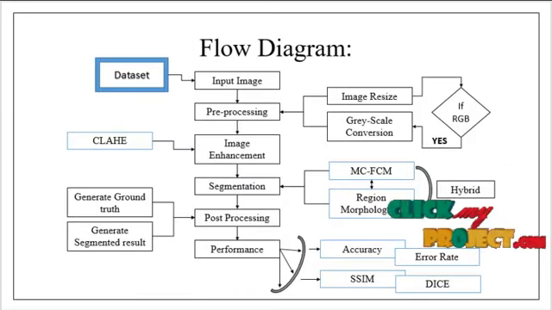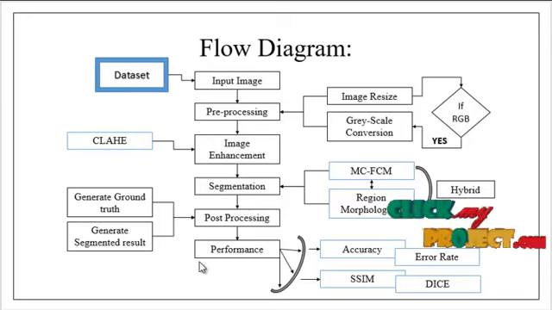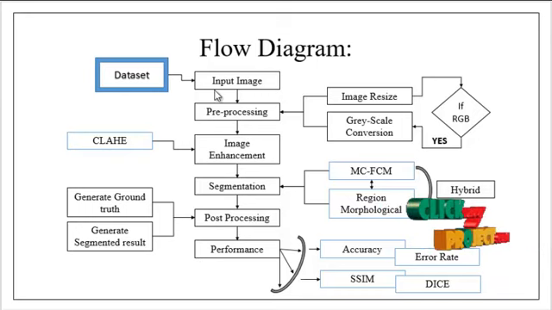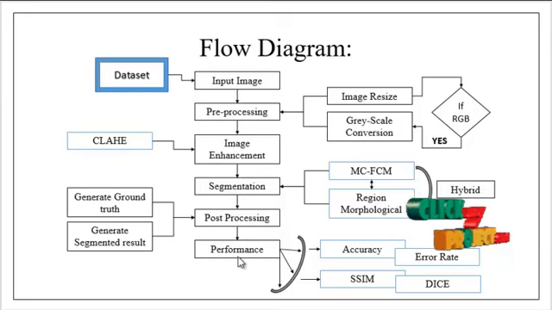Now we are going to discuss the flow diagram of the process. This is the overall working flow of this project. This project consists of modules such as input image, pre-processing, image enhancement, segmentation, post-processing and performance estimation. These are the modules we have implemented in this project.